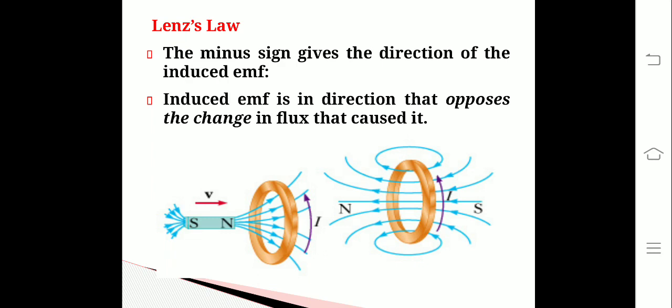Lenz's law. The minus sign gives the direction of the induced EMF. The induced EMF is in a direction that opposes the change in flux that causes it. So we have seen in these figures that the magnetic field direction and current direction are perpendicular to each other.